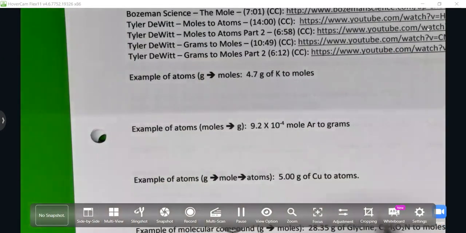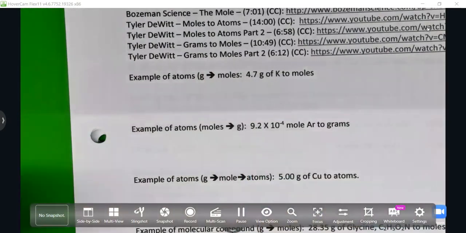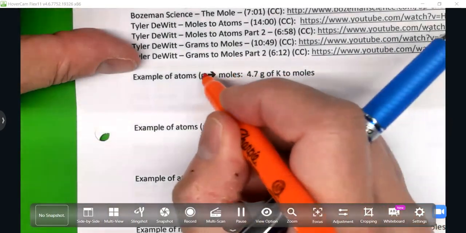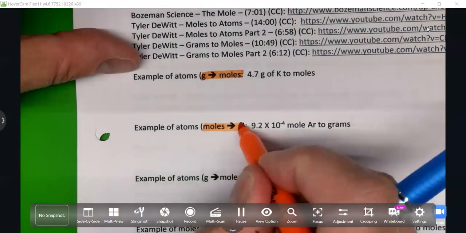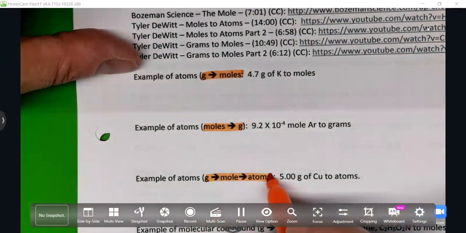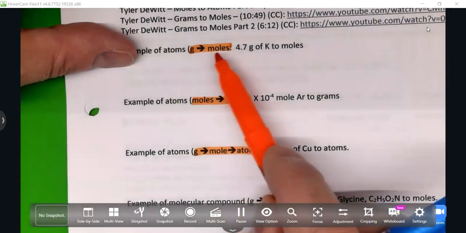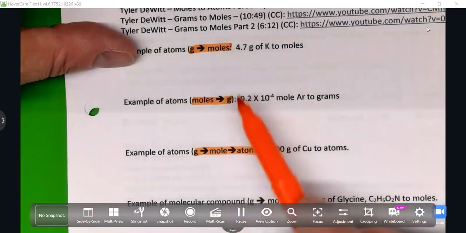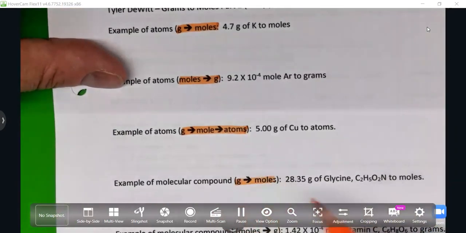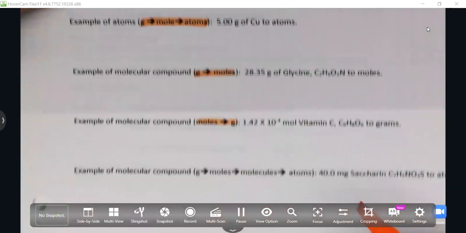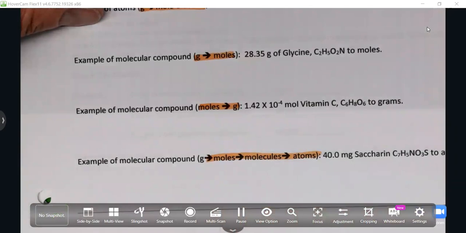So we are going to do a problem here. That's grams to moles. Moles to grams, grams to moles to atoms. Which means we're given grams, we have to find moles, right? So you could probably match this up and use this. Grams to moles again, moles to grams, grams to moles to molecules to atoms, and the last one.